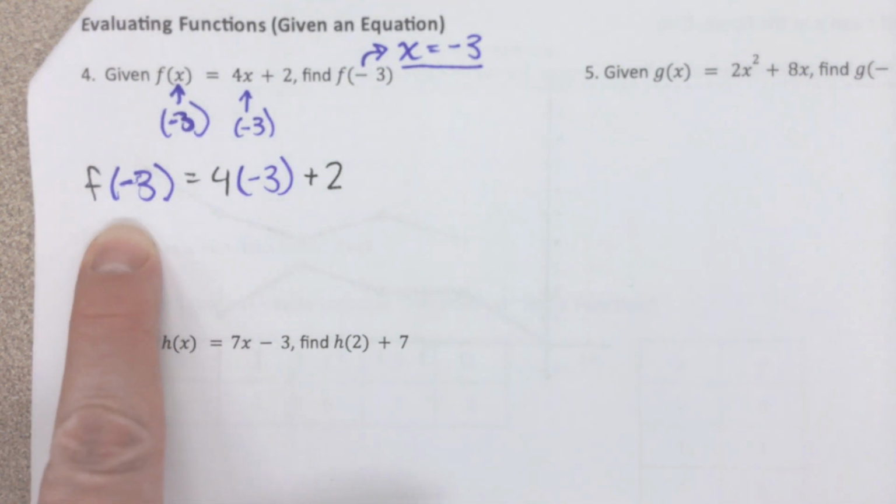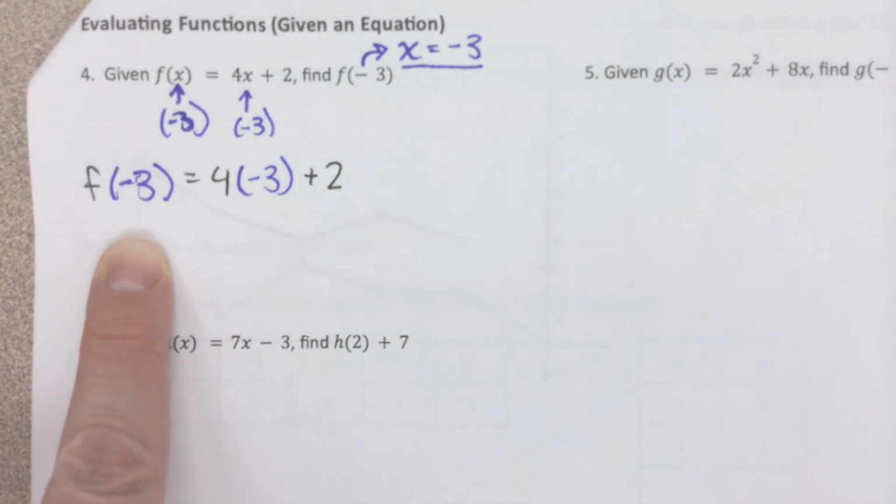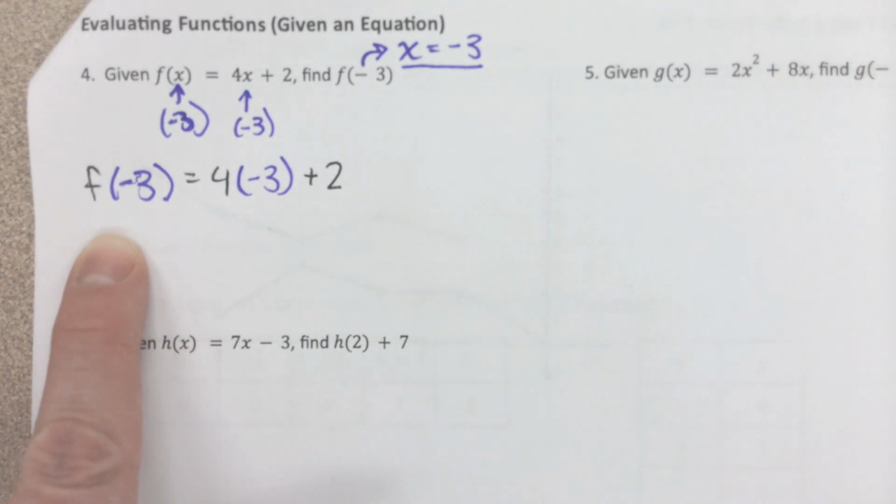Now this f of negative 3 on the left side. Some students, I don't know what they do, but they do some kind of calculation with this. You can't do anything with the f and the negative 3. F is f. There's nothing to do with it. It's just a symbol. Don't overcomplicate it.